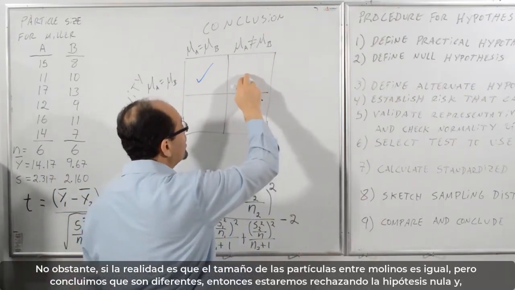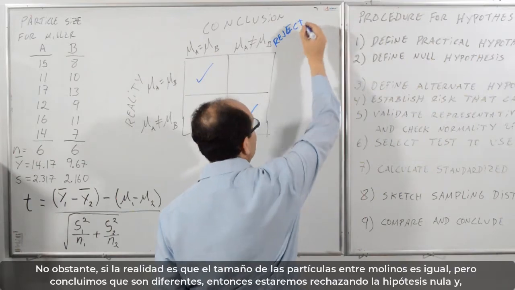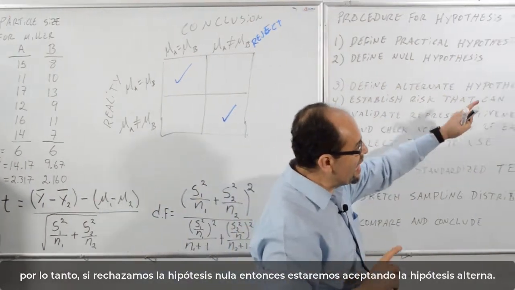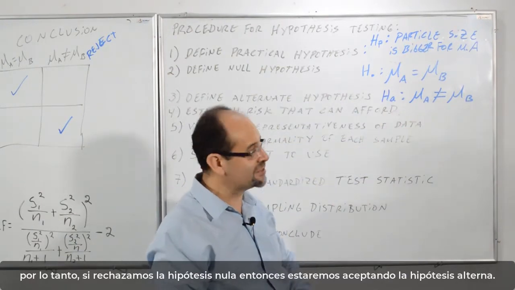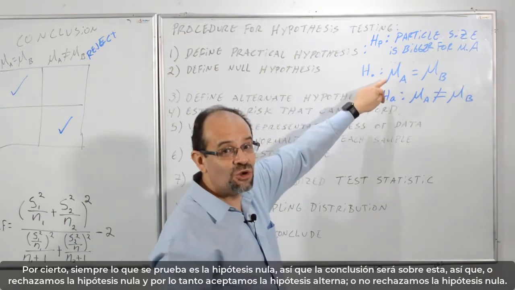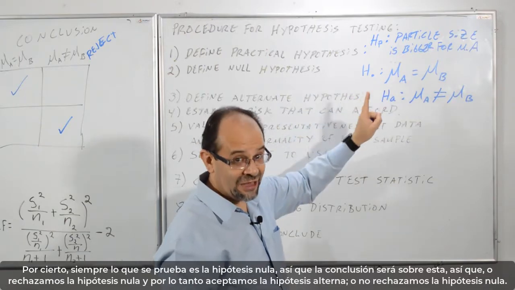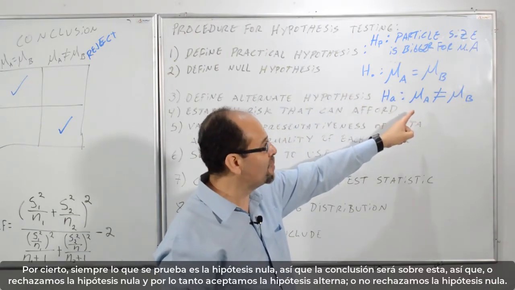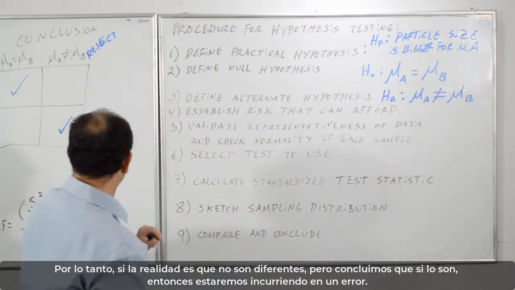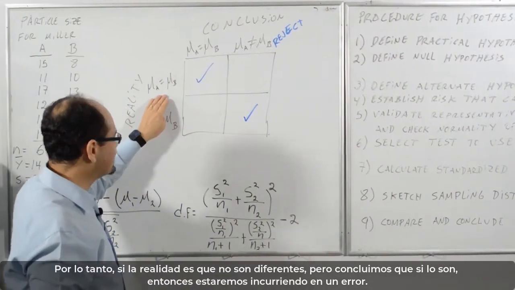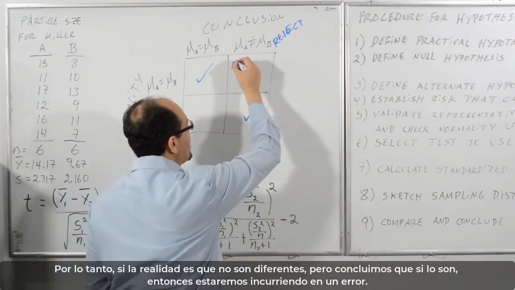So basically, here you are rejecting the null hypothesis, because by the way, if you reject the null hypothesis, then you will accept the alternate hypothesis. This is what we are testing. We are testing the null hypothesis. So at the end, the conclusion will be about that: we reject the null hypothesis and accept the alternate hypothesis, or we fail to reject the null hypothesis. So it can be that the reality is that they are not different, but you conclude that they are different, then you are having an error.